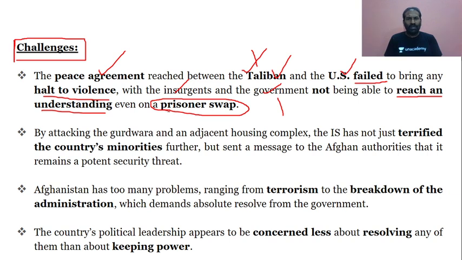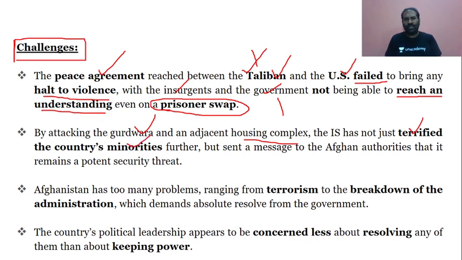That means the kind of violence would still go further, and there is nothing across the table materializing between the Afghanistan government and the Taliban. And by attacking the Gurudwar and the adjacent housing complex, the IS, Islamic State to be more specific, has terrified the country's minorities.